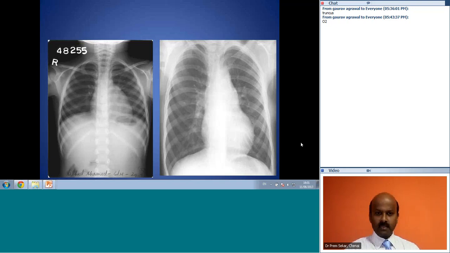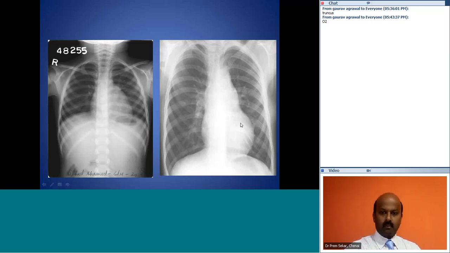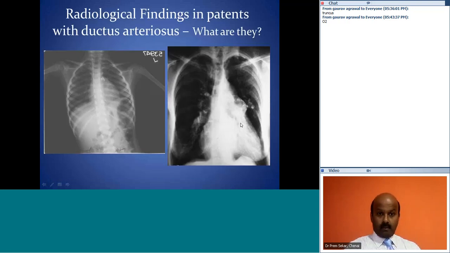What is described in these X-rays is slightly prominent pulmonary arteries, a slight prominence of the aorta above the pulmonary artery, and a mildly increased lung vascularity depending upon the size of the shunt. Now, if you look at these X-rays, the one on the left and the one on the right, I would like you to comment on what you see here.